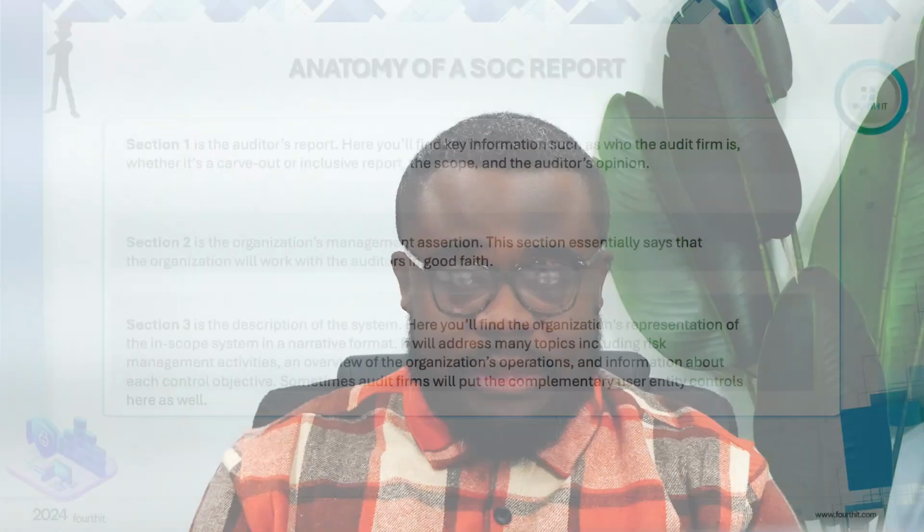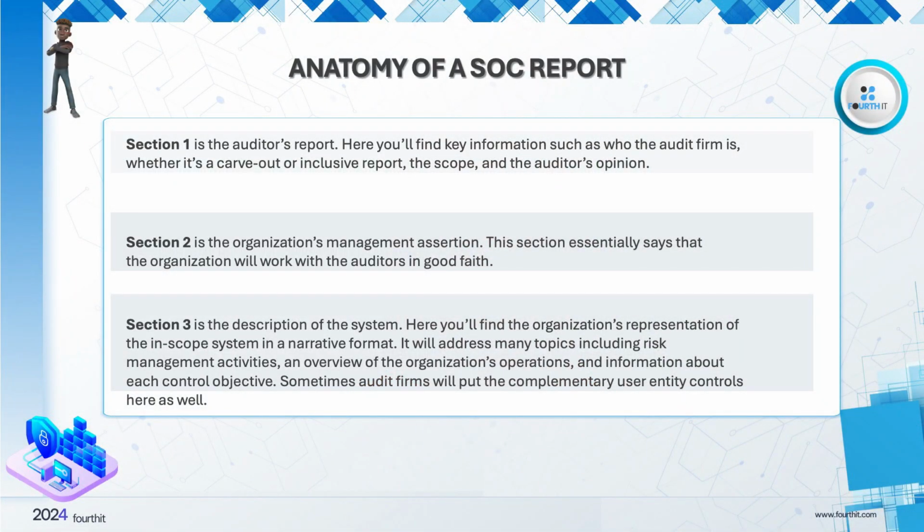Anatomy of a SOC report. In this class, we want to talk about the SOC report, going through the various sections within it. The first section is the auditor's report. Here you'll find key information such as who the audit firm is, whether it's a carved-out or an inclusive report, the scope, and the auditor's opinion.